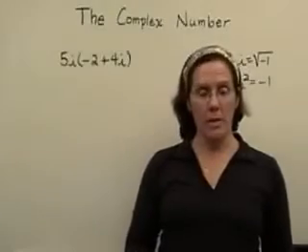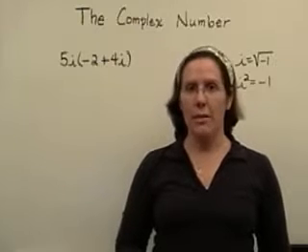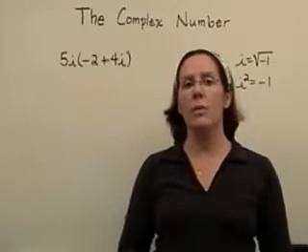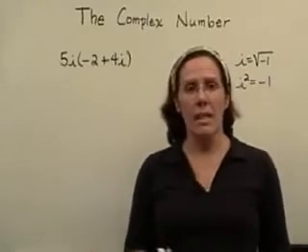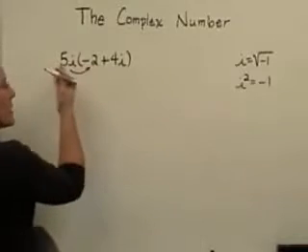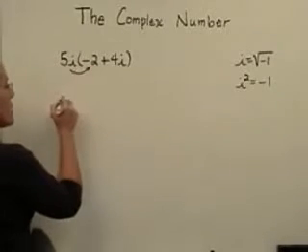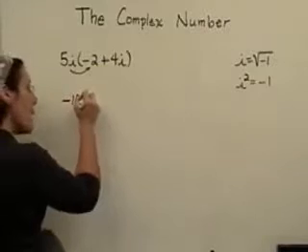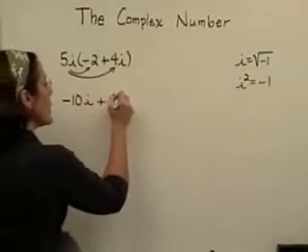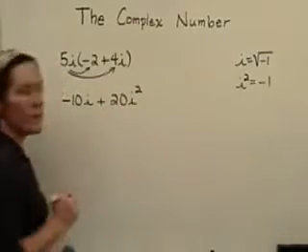More multiplication with complex numbers. What I'd like to do now, though, is take a monomial times a binomial, and I treat it just like I do algebraically, as though I have x's in my expression. So I'm going to take 5i times a negative 2. It's almost like taking 5x times a negative 2. That would be a negative 10i. And then 5i times 4i is 20i squared.